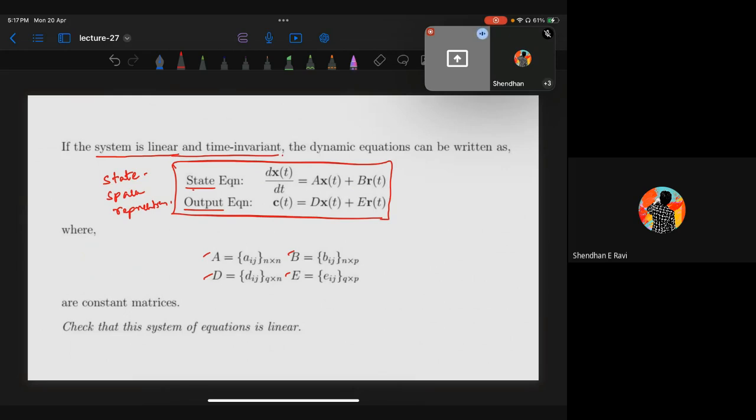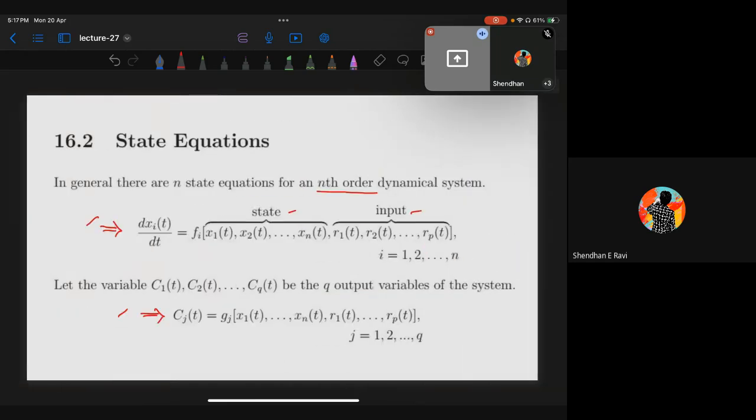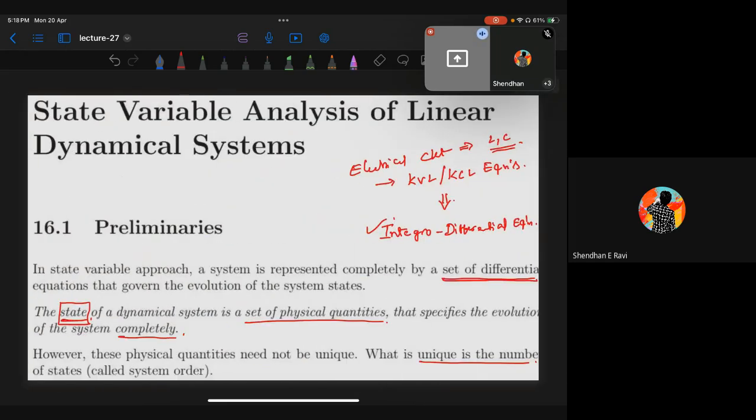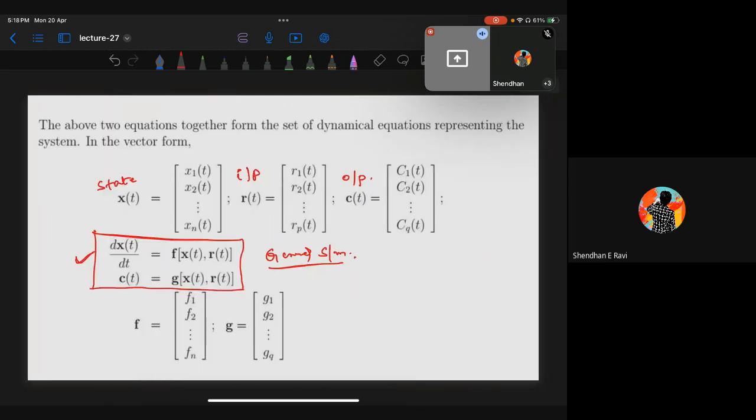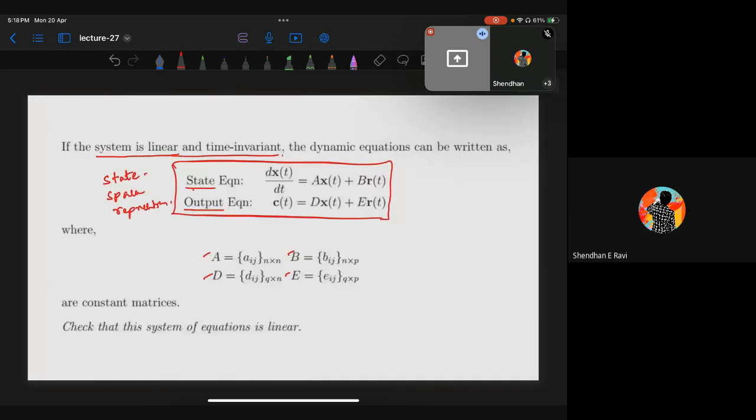As I said, when we see the system behavior, for example an electrical circuit, if we write KVL and KCL equations, we will get integral differential equations. Once we have these integral differential equations, we write them in this form, which is nothing but the state space representation. It means that we specifically get these matrices. That we call a state space representation.